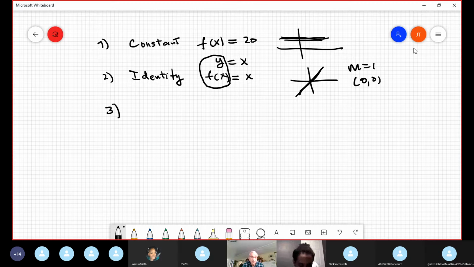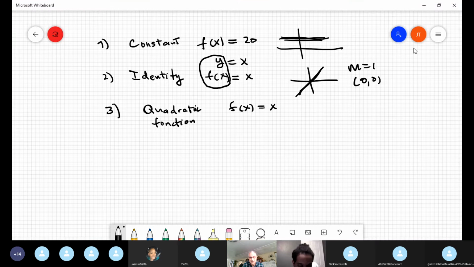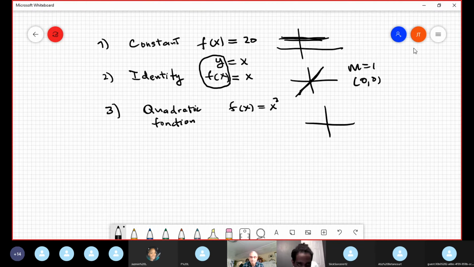Number 3 is a square or quadratic function. Quadratic function is f of x equal x squared. This is a classical parabola. The parabola is interesting because the parabola is symmetric with respect to the y-axis. Do you see? Symmetric. When you flip it, it stays the same. In the next class, we study in detail symmetry of the function.